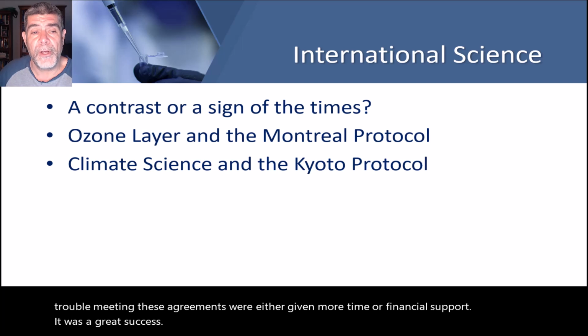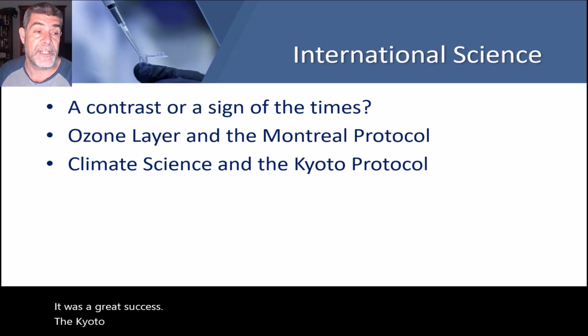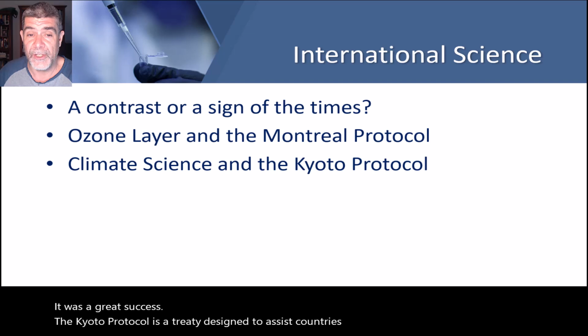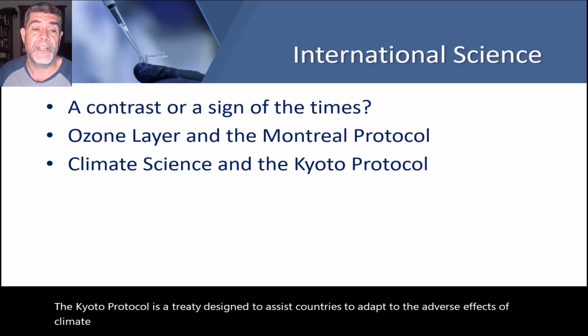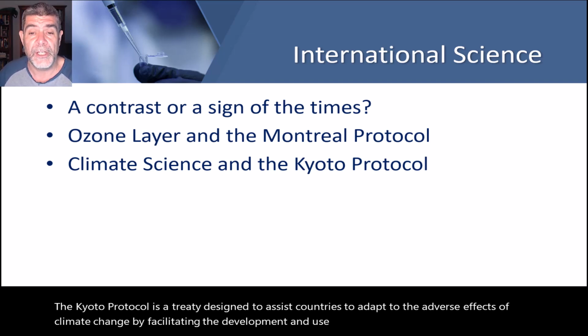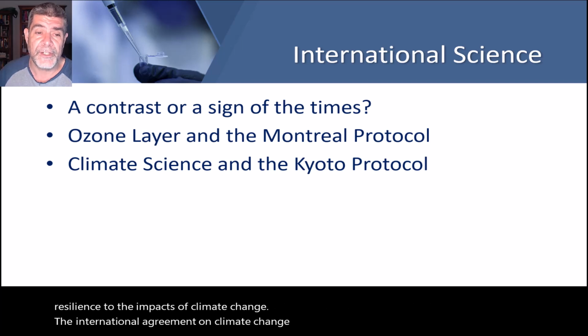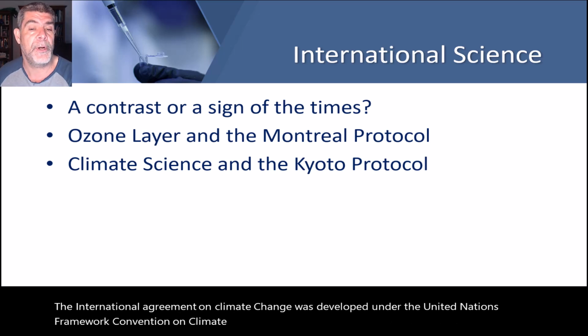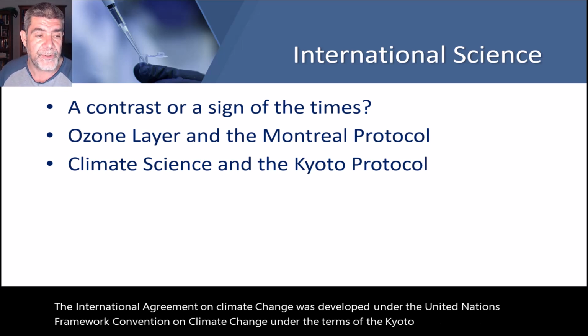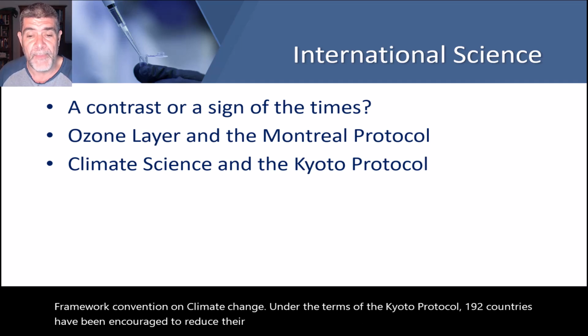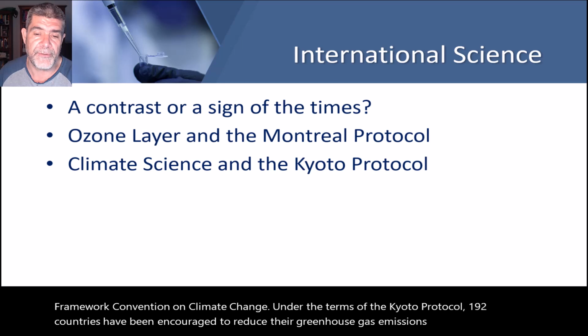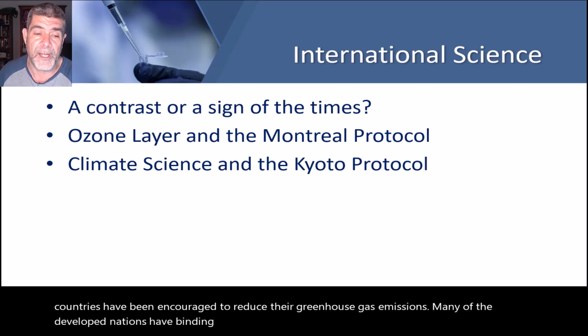The Kyoto Protocol is a treaty designed to assist countries to adapt to the adverse effects of climate change by facilitating the development and use of technologies that can help increase resilience to the impacts of climate change. The International Agreement on Climate Change was developed under the United Nations Framework Convention on Climate Change. Under the terms of the Kyoto Protocol, 192 countries have been encouraged to reduce their greenhouse gas emissions. Many of the developed nations have binding emissions reduction targets identified within the guidelines.